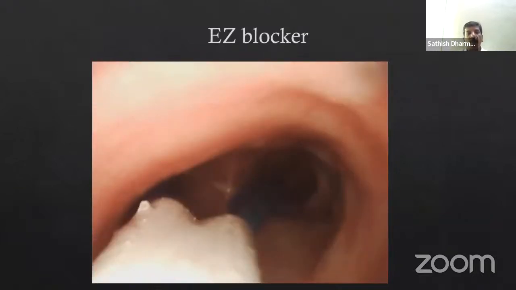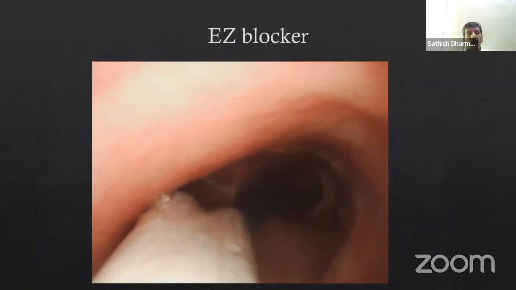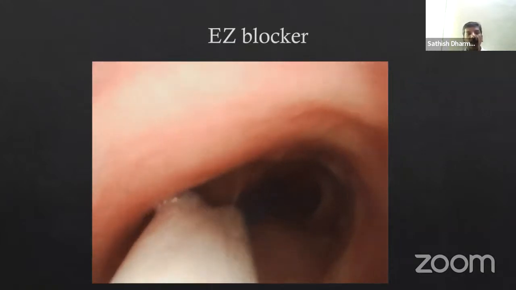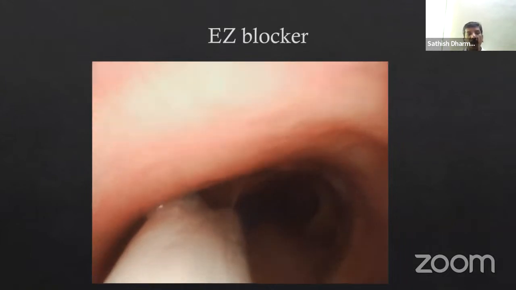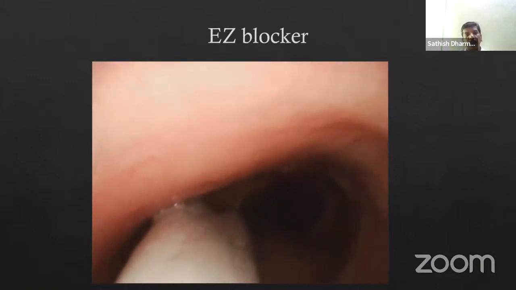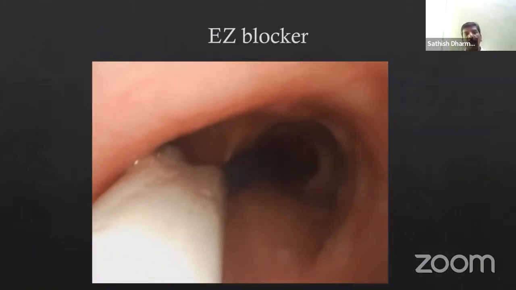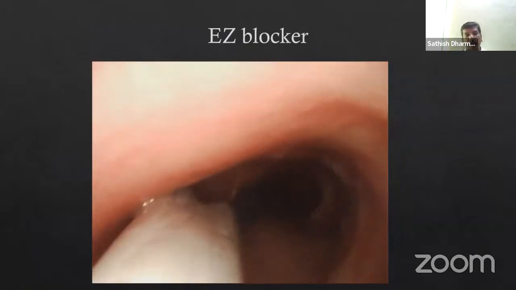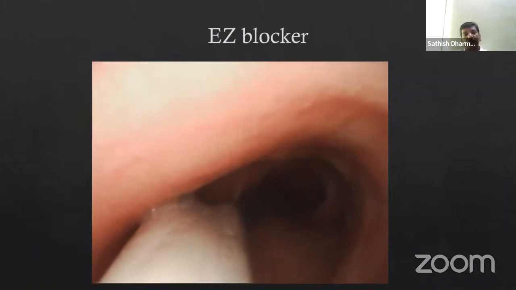This is very important for any blocker. The working space between the carina and the tip of the tube should be at least 2 to 2.5 centimeters. So with fiber optic guidance, we can pull the tube, and proper placement of the blocker is very easy. Now the Y limb is placed above the carina, and each cuff is on the right and left side. So whichever side you want to block, you can inflate it.